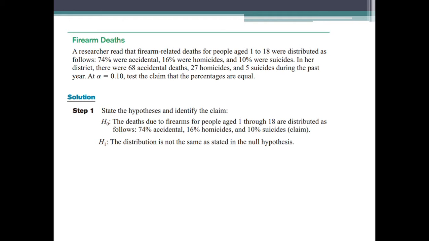So for our solution, for step 1, we're going to state the hypotheses and identify the claim. So our null hypothesis is the deaths due to firearms for people aged 1 through 18 are distributed as follows: 74% accidental, 16% homicides, and 10% suicides. So this is our claim. For our alternative hypothesis, the distribution is not the same as stated in the null hypothesis.